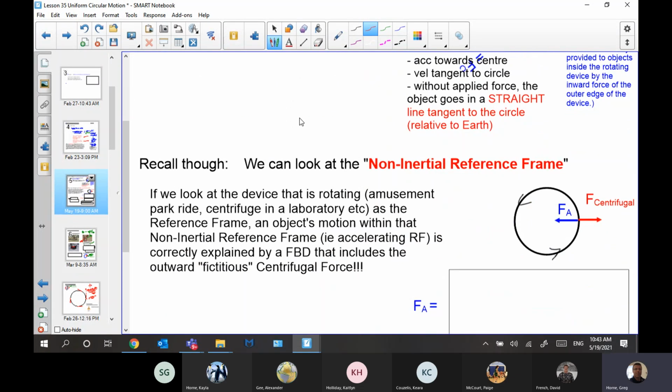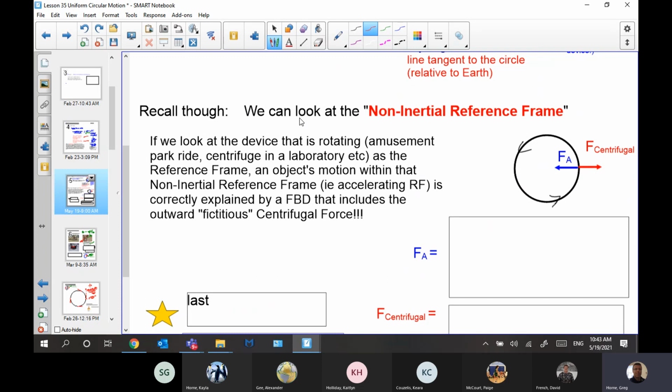All right, so I just want to remind you that you can definitely look at the non-inertial reference frame, right? So if you look at the device that you're inside of and rotating, like in an amusement park ride or in a centrifuge, in a laboratory where you're spinning things around. It's how they separate platelets from red blood cells. If someone donates blood, they put it in a centrifuge, and the heavy stuff goes to the outer edge and the lighter stuff goes to the middle. Because in that rotating reference frame, there is a centrifugal force. And so the heavy stuff goes to the outer edge and the lighter stuff floats to the middle.